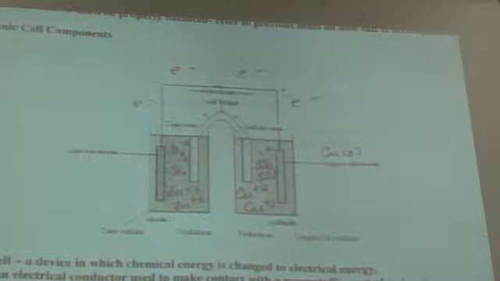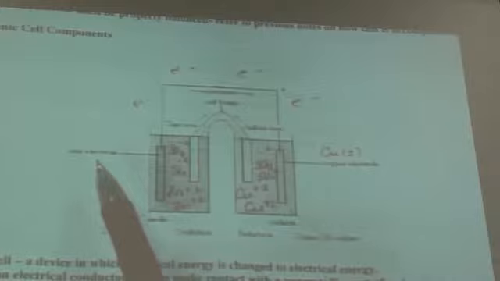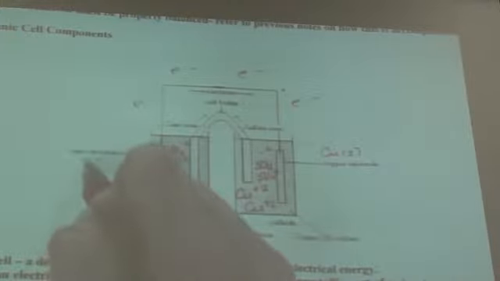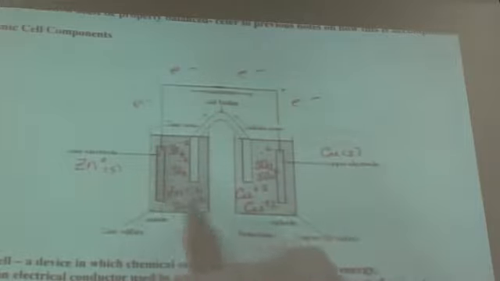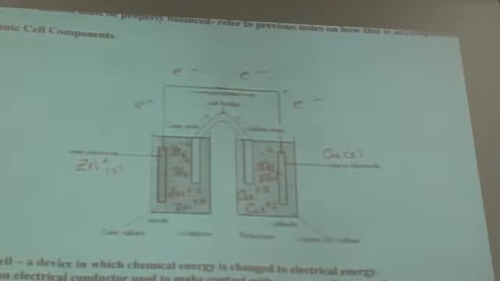Now, let's talk about this equation and what's happening here. You have the zinc electrode, and so that is elemental zinc, and you have some zinc ions and some sulfate ions. What's occurring at the anode?